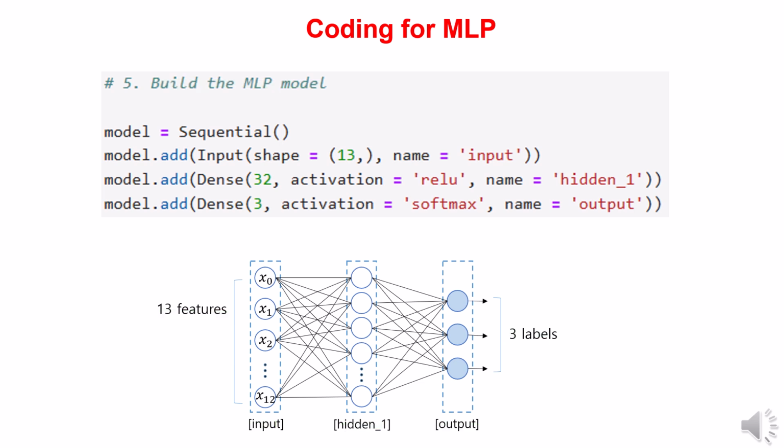First, we start by defining the model with sequential, and then we use the add function to add each layer one by one. We create an input layer named input, a hidden layer named hidden one, and an output layer named output. Here, the number 13 represents the number of input features. 32 is the number of nodes in the hidden layer, and 3 corresponds to the number of wine classes. For multi-class classification, we use the softmax activation function in the final output layer.